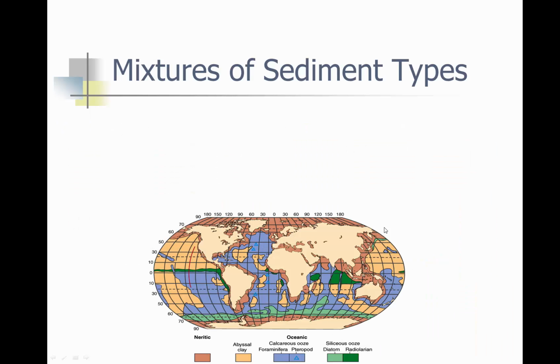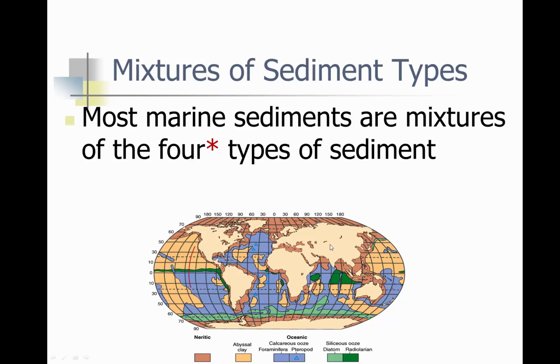Mixtures of sediments. Most places on this planet, and even if you look at the picture on the front, and I'll show you another picture of this later on, most of the places, when we actually say they're abyssal clays, or they're going to be siliceous oozes, or they're going to be calcareous oozes, or they're going to be lithogenous or terrigenous sediments. Most of the time we find all types of sediments in there, just this is the primary type. You can actually see we've got green areas and blue areas and dark green areas, as well as this orangish pink area. So most marine sediments are mixtures of all four types.